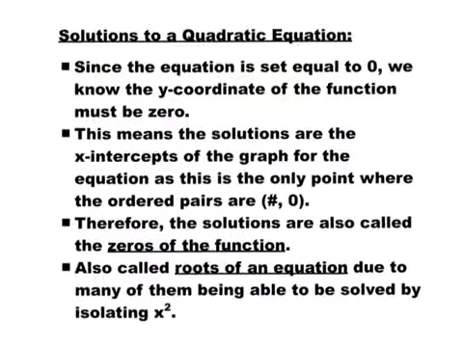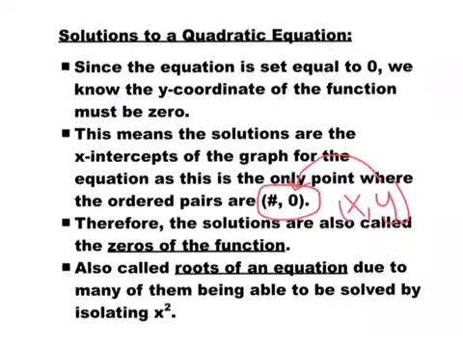So what they look like. Since these equations are set equal to 0, we know that the y-coordinate of the function must be 0. There's no more y's in these equations, so what we're really doing for the function is replacing that y with 0. What that means is that the solutions for these equations are actually your x-intercepts, because this is the only point where the ordered pairs are a number and then 0. Remember, your ordered pairs are x, comma, y, so we're replacing that y with a 0.